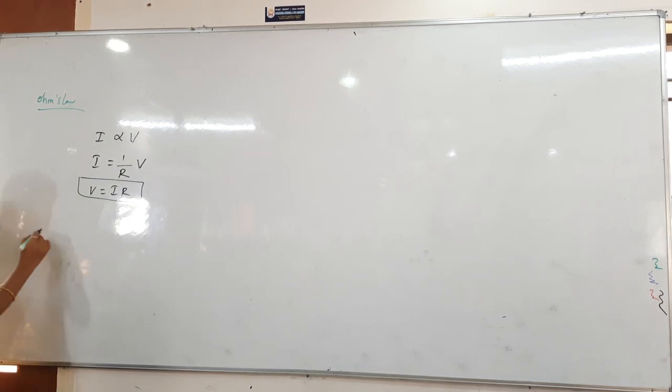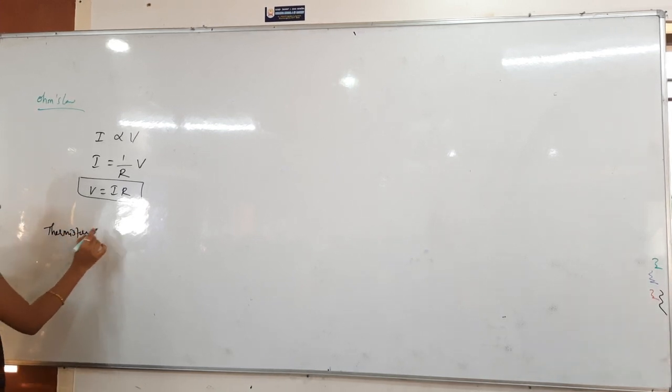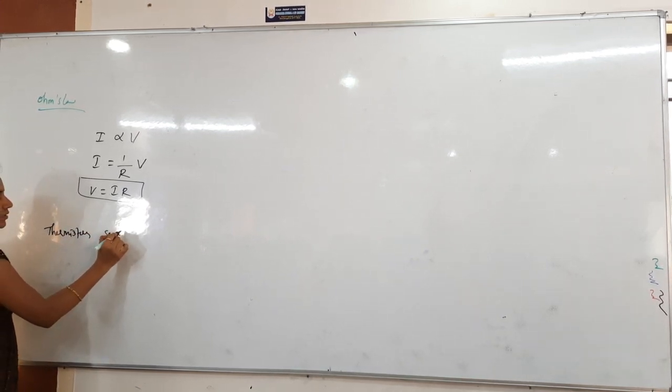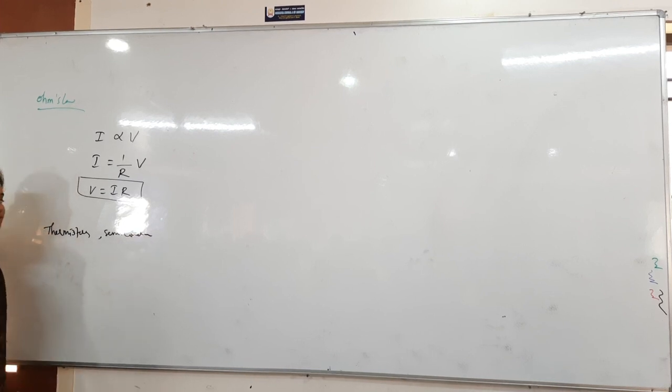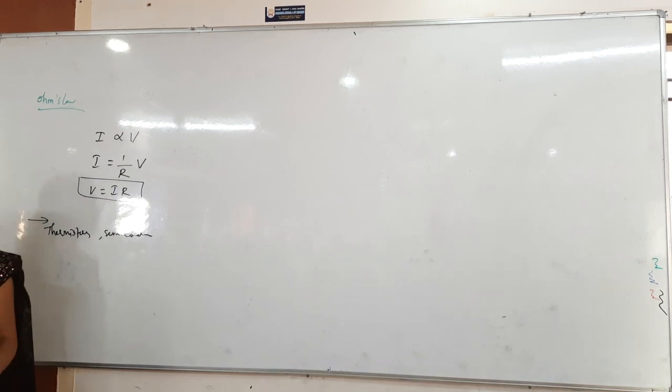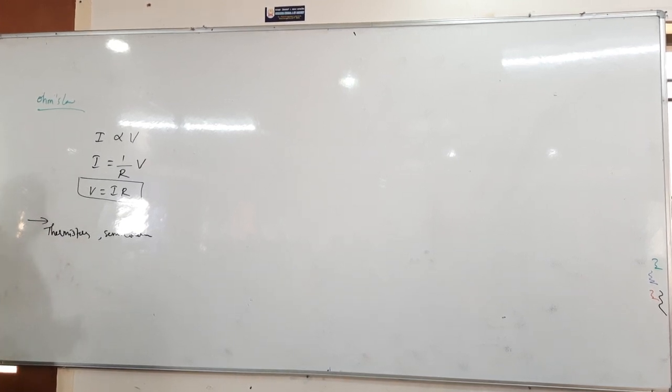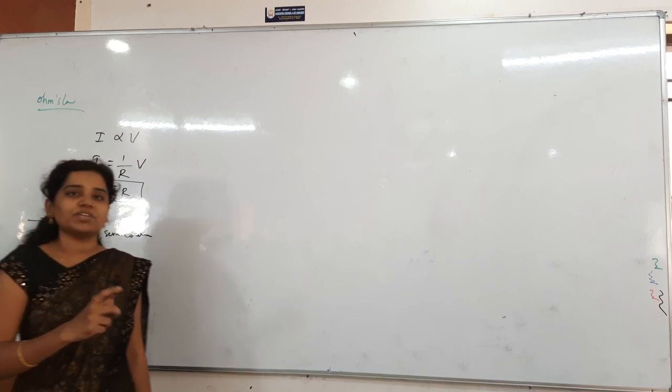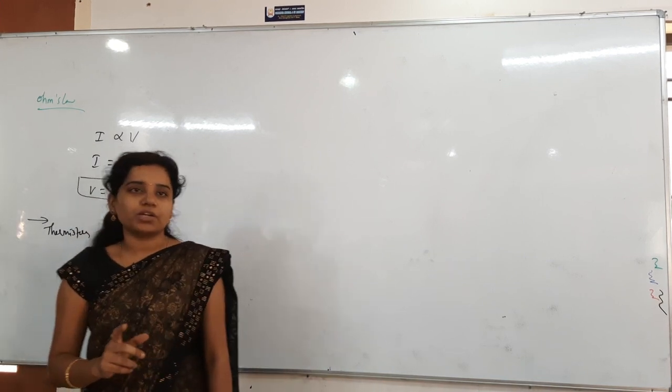Thermistors and semiconductors also do not obey Ohm's law. These are the examples of non-ohmic conductors. Ohmic conductors are nothing but all the conductors whichever we have, those are ohmic conductors only. Now the main important concept in this topic is Ohm's law. Based on Ohm's law, we will draw the VI graph. That will be very important for the objective.